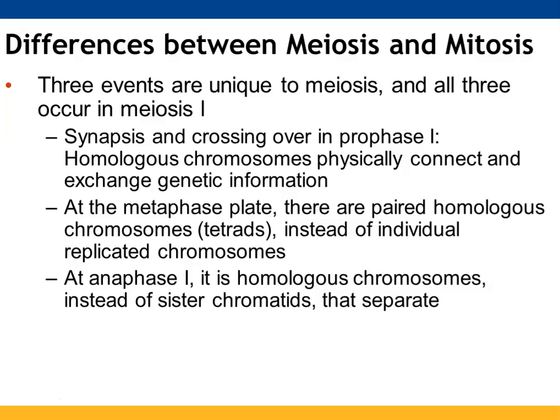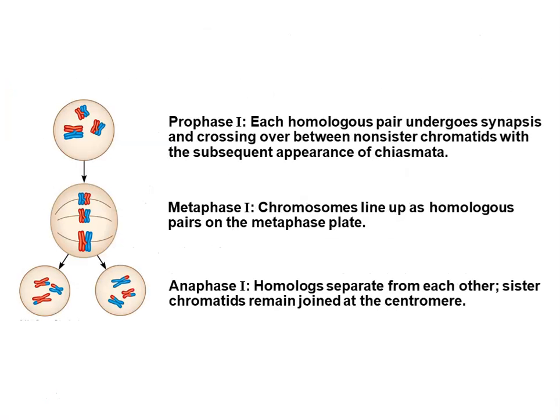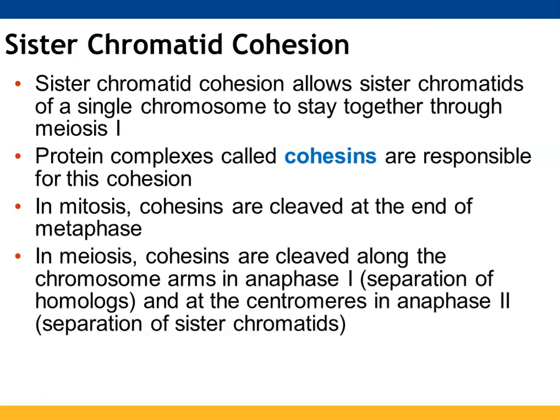So things that are unique to meiosis are all basically going to occur in meiosis 1, the synapsis and the crossing over. In metaphase, having the paired homologs split apart rather than having the sister chromatids split apart, and then anaphase, that actual splitting. So in metaphase they're lining up on the midplate, in anaphase they're splitting up. All right, and so that's just showing you that visual of what's happening that's different from mitosis.